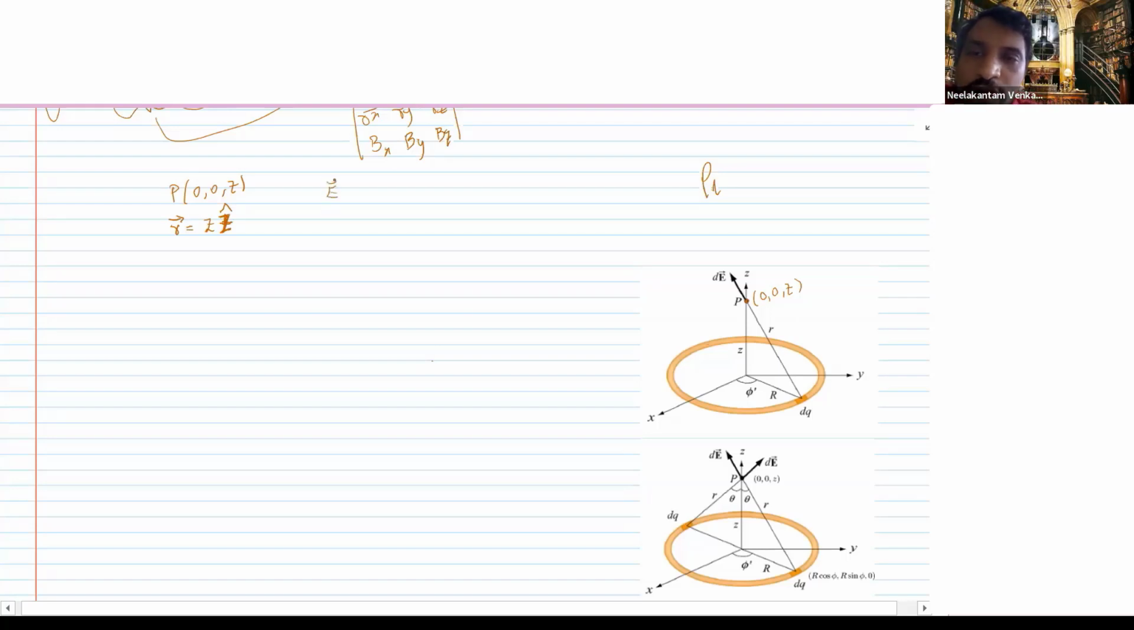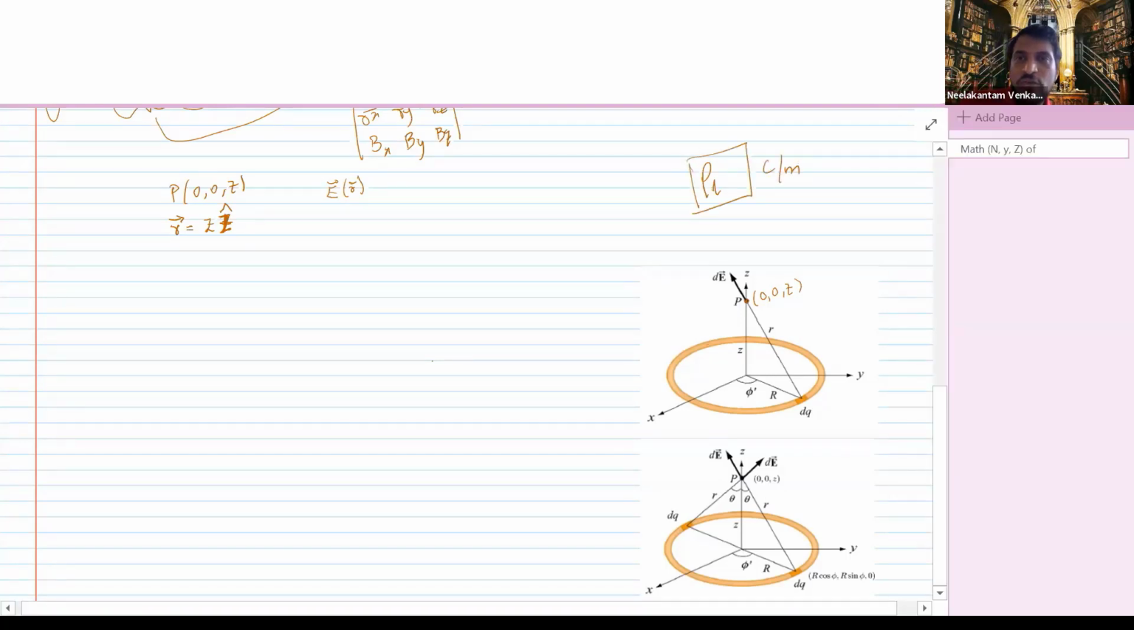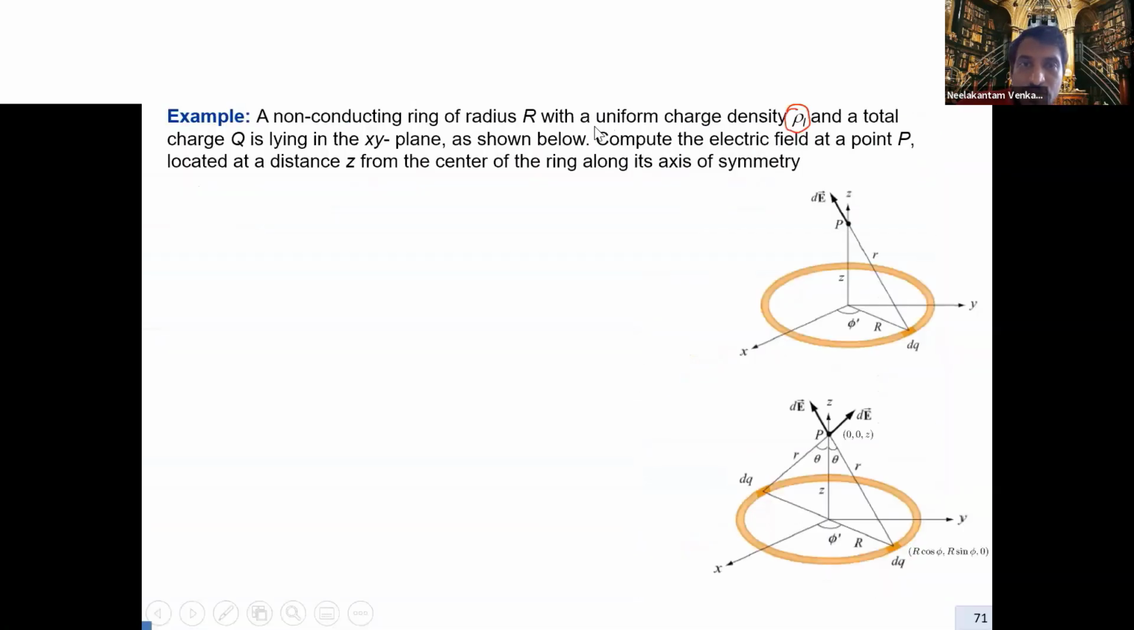All this question asks is, what is the electric field at that position, where this is Z, Z hat, any point along the Z axis? Now I know that the charge density is this many coulombs per meter. If you read the question carefully, you will see that it says uniform. Uniform is the keyword there. And it's lying in the XY plane and the total charge is Q.